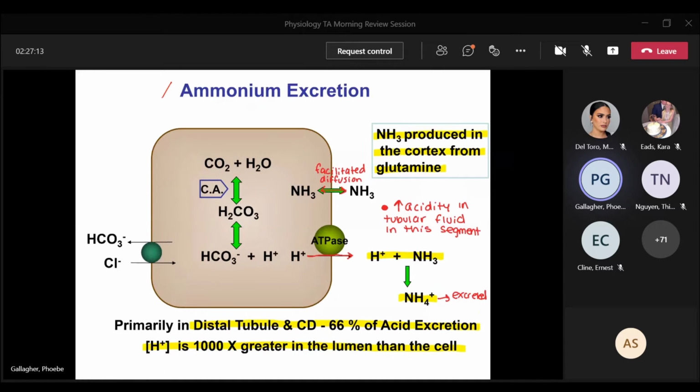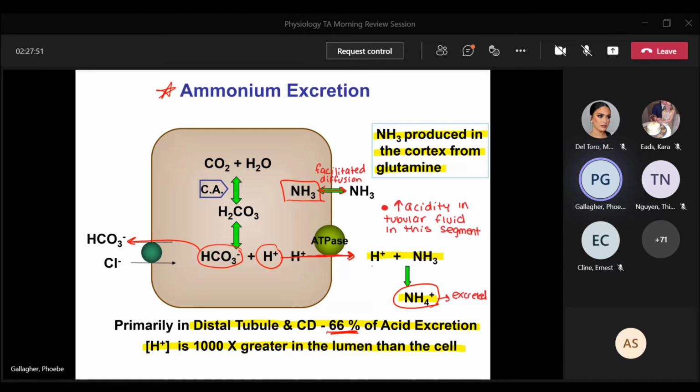Okay, but more importantly is ammonium excretion. So 66% of your acid excretion is going to be based off of the production of ammonium. This is ammonium. And so it requires you to have plenty of ammonia in your tubular fluid to bind to these protons. So same kind of deal here, where you'll have bicarb being reabsorbed to make effectively a new bicarbonate ion. And your proton gets permanently excreted through this ATPase or whatever kind of transporter protein can pump it out.